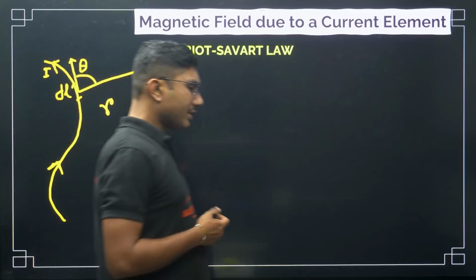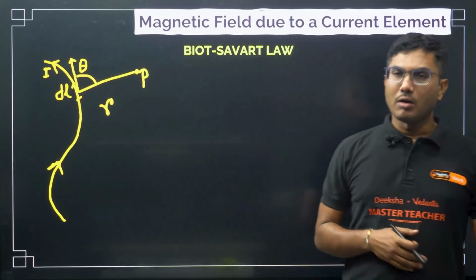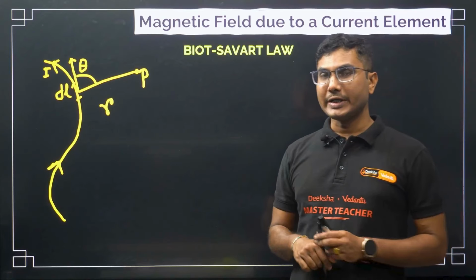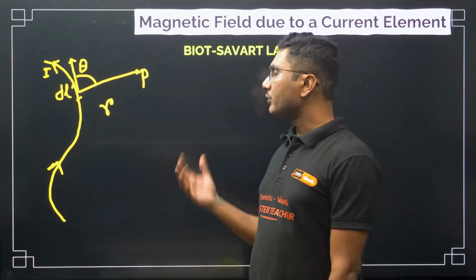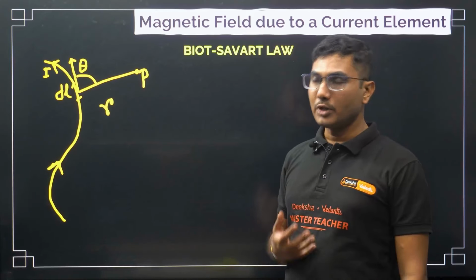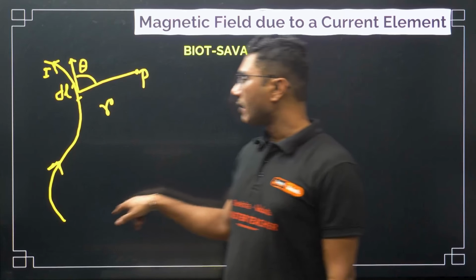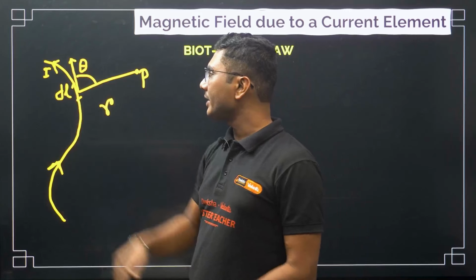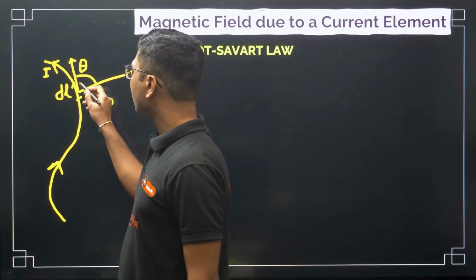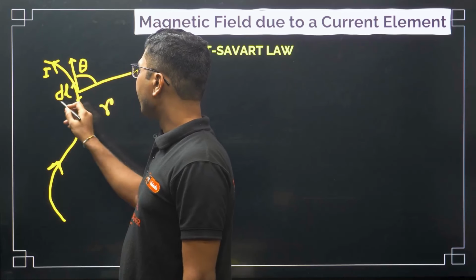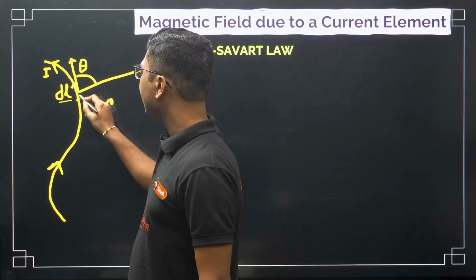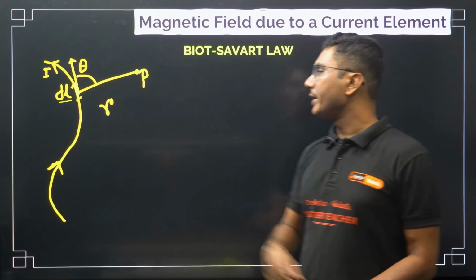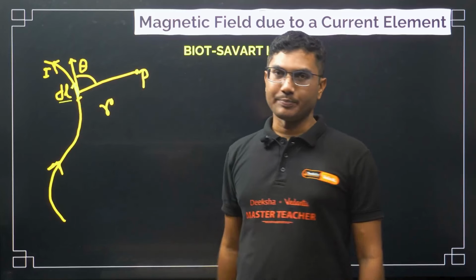Now Biot-Savart's law, the most important law of this chapter. Ampere's circuit law is also important, but we will study that in our next lecture. So Biot-Savart law is the most important formula for today's lecture. Suppose we have a current carrying conductor carrying current in this direction, and we have a very small current element dl. Due to this small element, we want to find the magnetic field at point P.